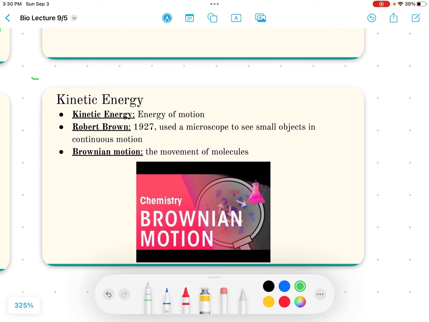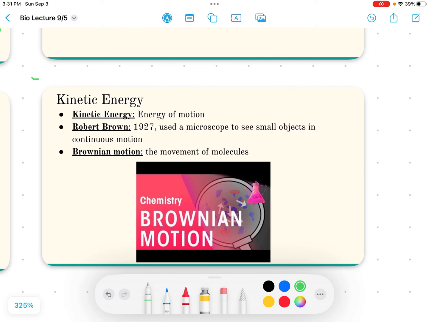So molecules like to bounce and move around. It really depends on the temperature how fast, and also what they're made out of, how fast they're going to be moving around. Gas particles move the fastest because of their mass and how fast the movement is between them.